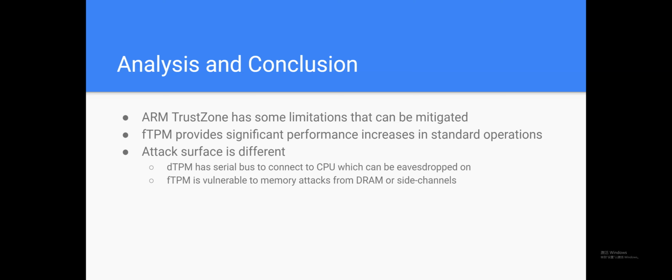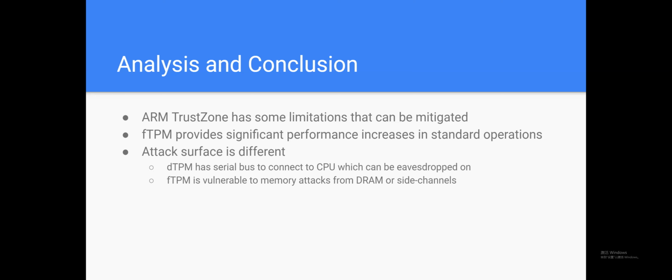Discrete trusted platform modules are connected to the CPU with a serial bus, and this serial bus is vulnerable to eavesdropping. So that's the one weakness of discrete. But the advantage is that it's its only weakness, whereas the firmware trusted platform module is vulnerable to memory attacks from the DRAM or to side channel attacks. However, it's faster in most computation speeds.